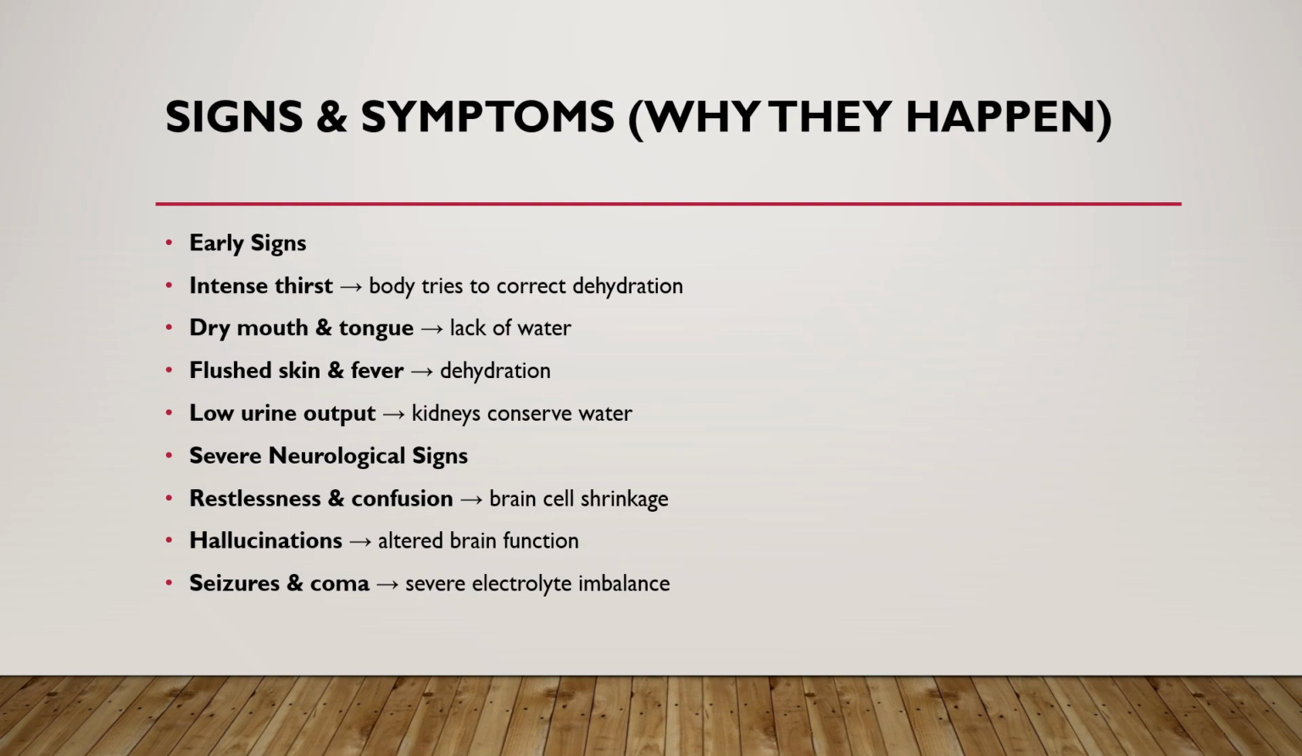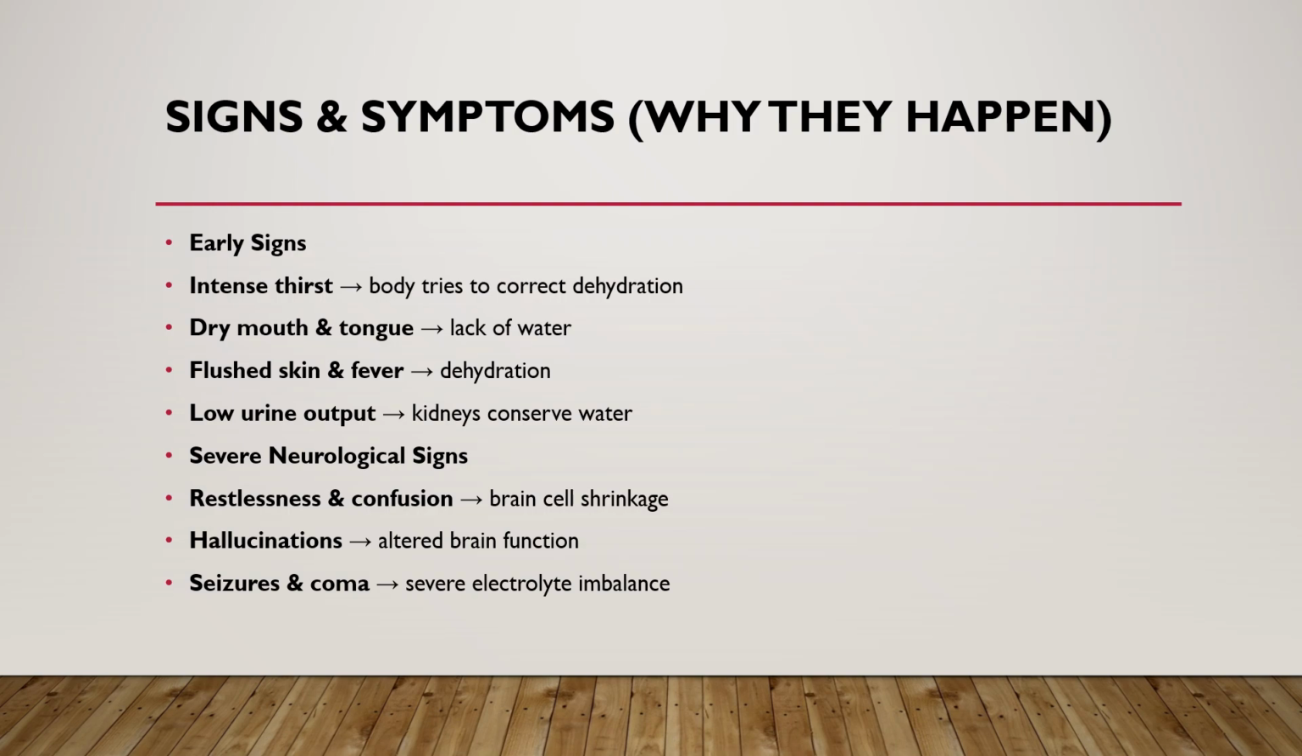So let's look at the signs and symptoms and why they happen. The earliest sign you can note is intense thirst. That's as a result of the body trying to correct dehydration by triggering hormones in the body to bring about thirst, so that the body can push itself forward to get water. Then we have dry mouth and tongue due to lack of water in the system. There's more sodium. Then we have flushed skin and fever due to dehydration.